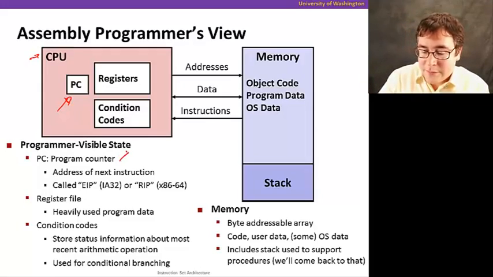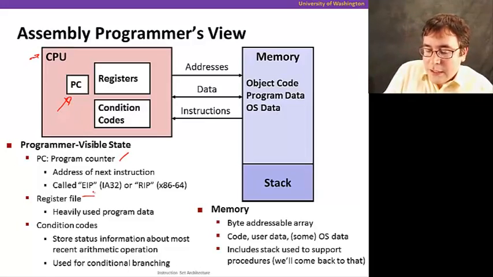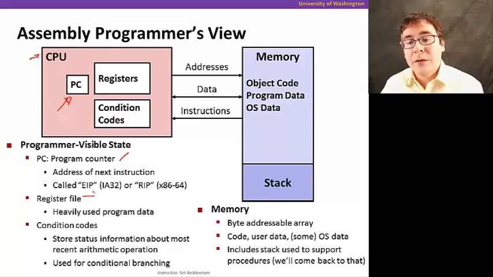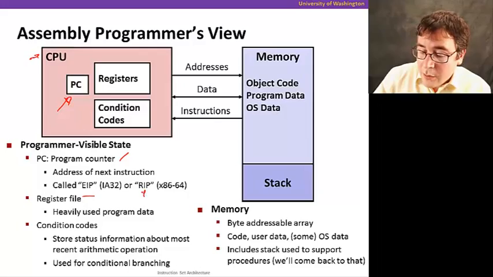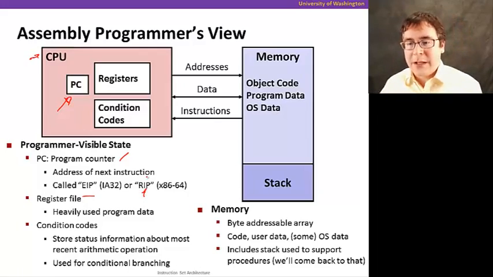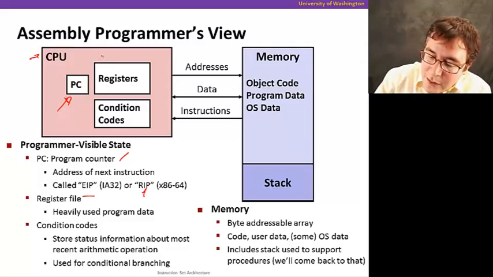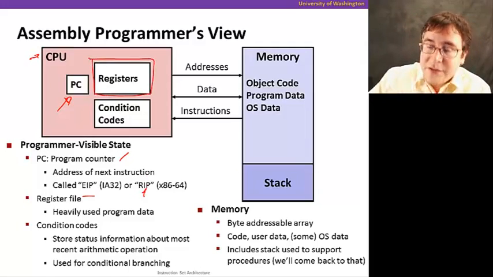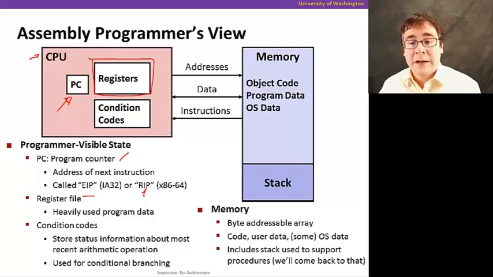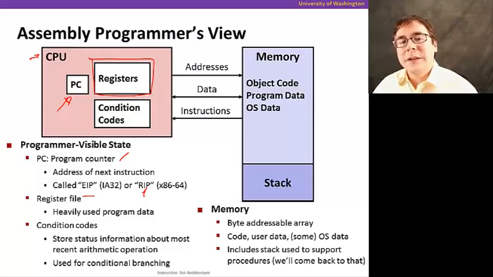Remember that a computer executes one instruction after the other, and the program counter tells which instruction is going to be executed next. By the way, it's also called EIP in IA32, where IP stands for instruction pointer and E stands for extended. And in x86-64 it's RIP, where IP also means instruction pointer. These are just names for the program counter. Now there's also a bunch of registers that are used by the assembly code directly.